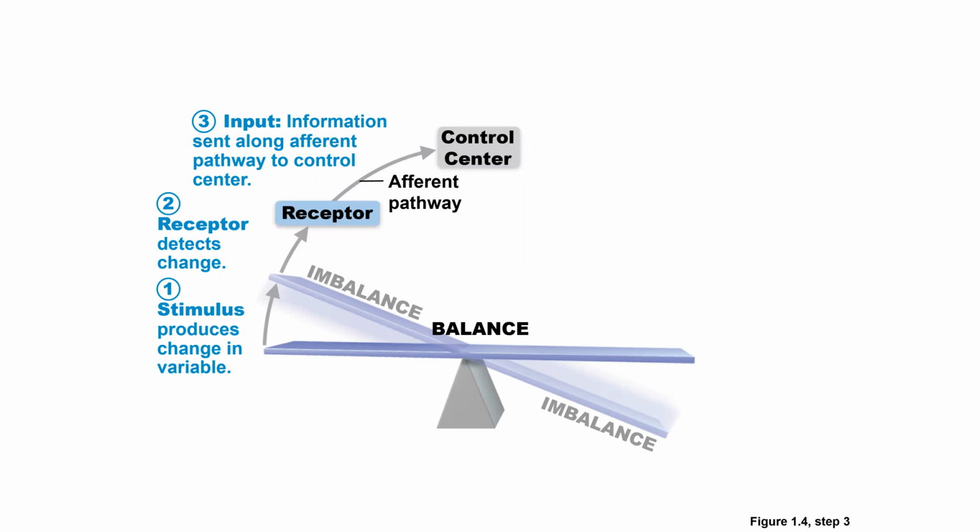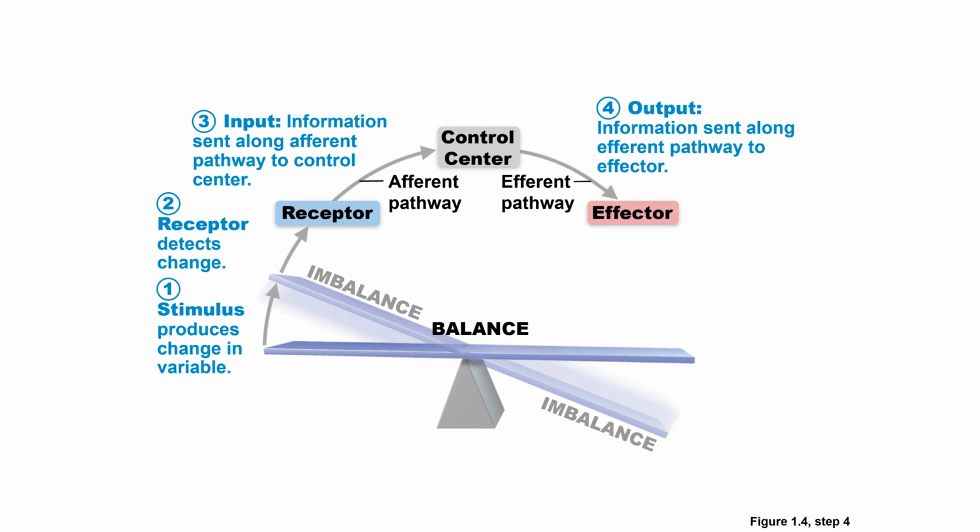And this pathway from receptor to control center is called the afferent pathway. Then the control center, after it receives the input, will compare the information to set points, and it will send output through what we call the efferent pathway. So we have afferent and efferent. And this output will be information that's sent along the efferent pathway to the effector.